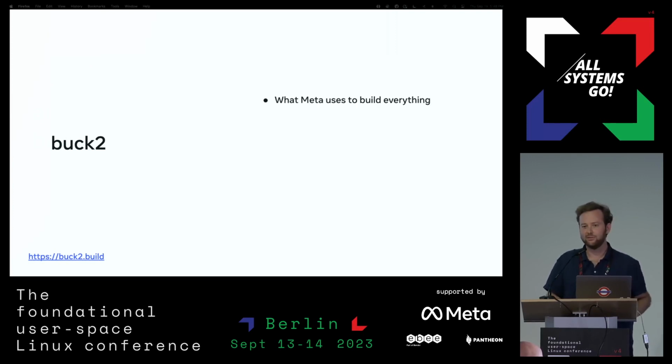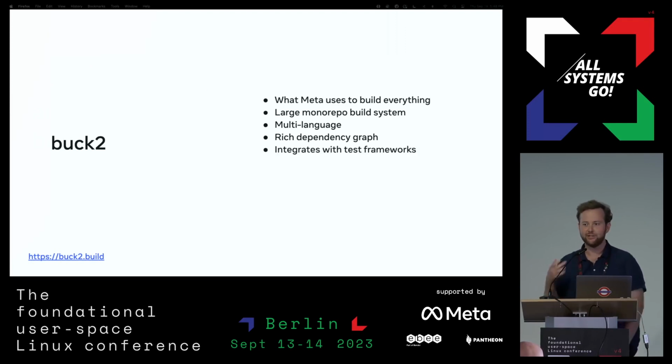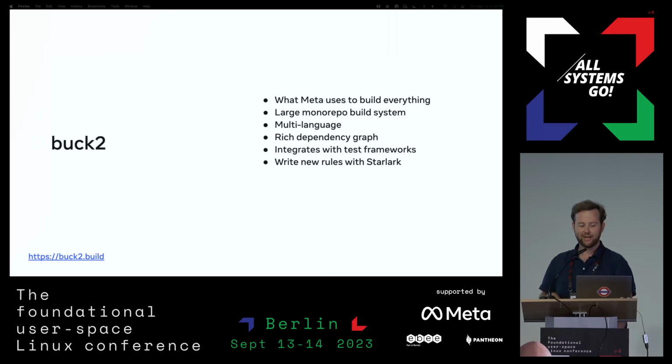It's what we use to build almost everything, with a few exceptions like big external projects like the kernel. It's a large monorepo build system for multi-language projects. It has a very rich dependency graph that you can query and use while you're building things. It has a lot of integration with different language test frameworks, so you get all your tests reported in a standardized way. It's easy to write new rules with this language called Starlark, which is basically just a small deterministic flavor of Python.